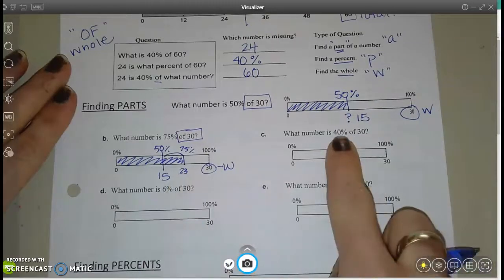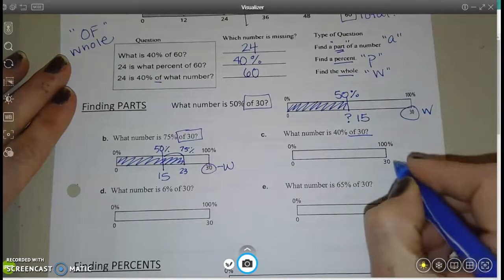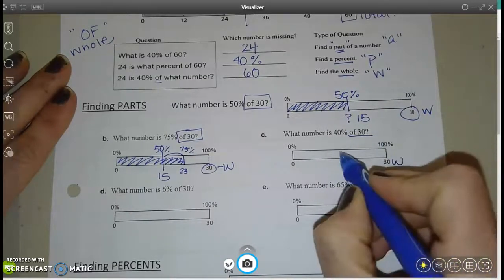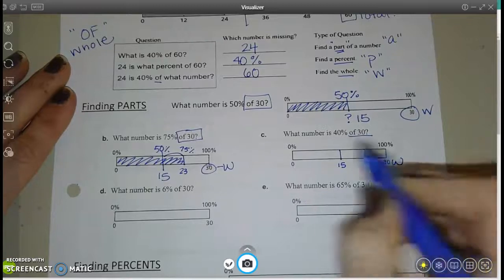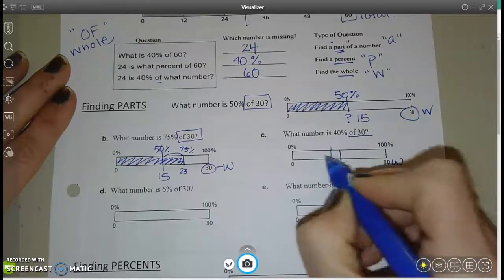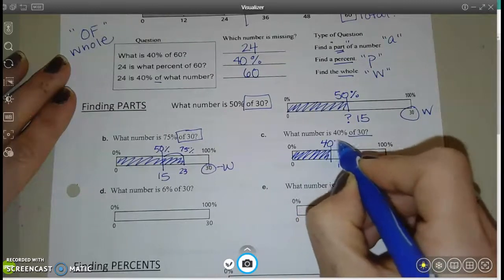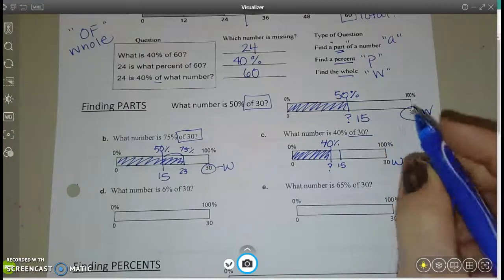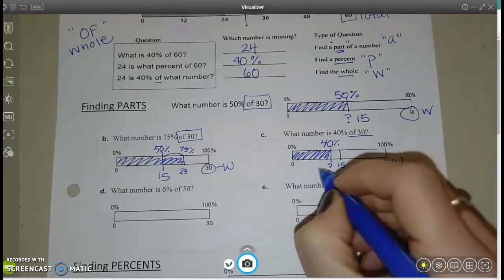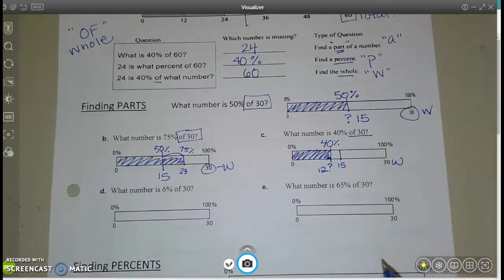I'll do one more. How about 40% of 30? Well, of 30, so 30 is my whole or my total. 50% was here, halfway would be 15. So just less than that, this might be about 40%. And they want to know how much would that be? Again, an estimate is fine, maybe 12, 13, somewhere in there. You're just using these bars to help you visualize it.